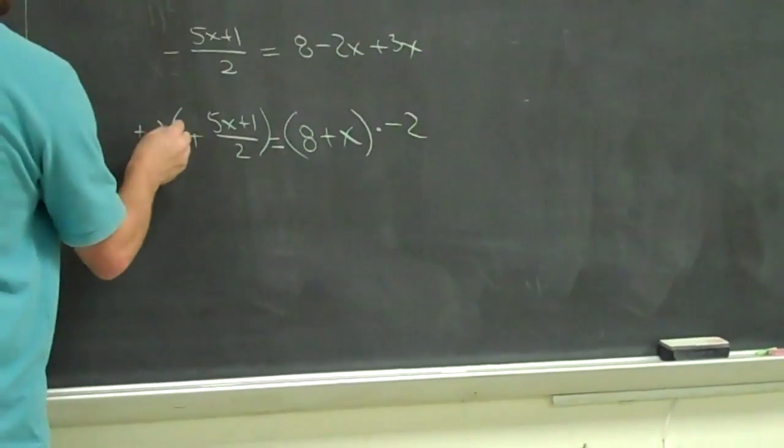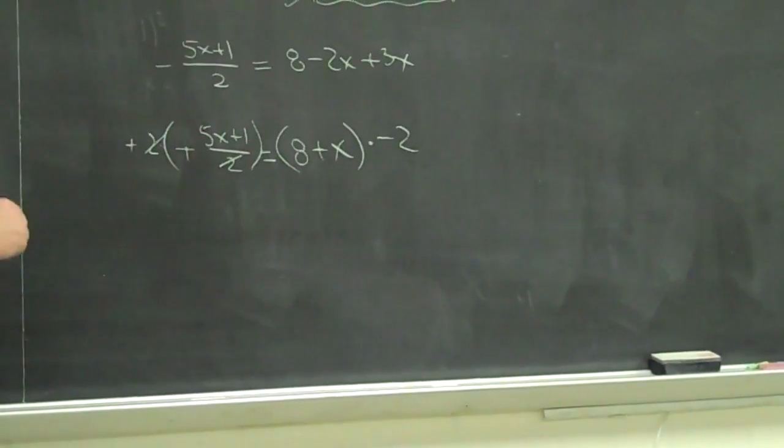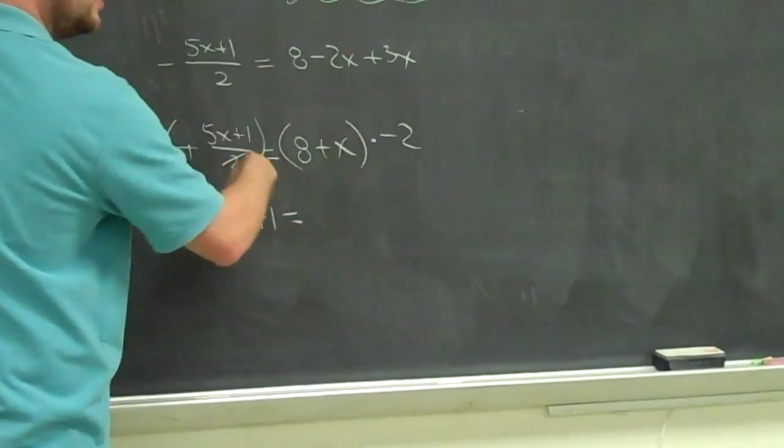Negative times negative is positive. Multiplying by 2 cancels with dividing by 2. And I'm leaving myself with just positive 5x plus 1 on the, what's this side? Left.